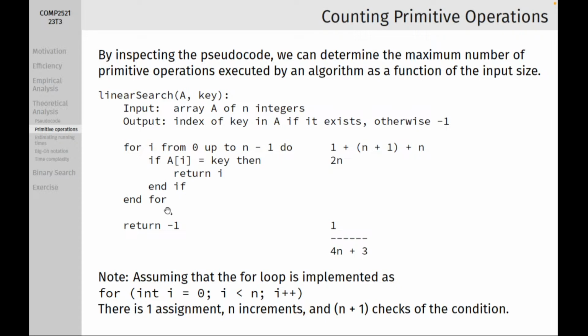And then we've got a return statement at the end, so that's 1. If we sum all of these up, we get 4n plus 3. That's the number of primitive operations that would occur in the worst case.